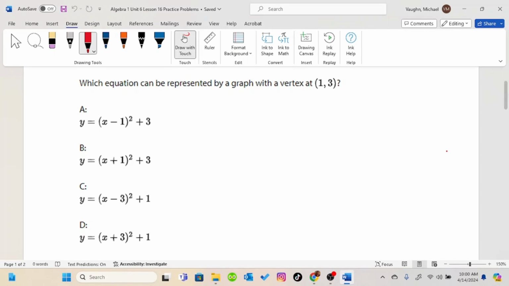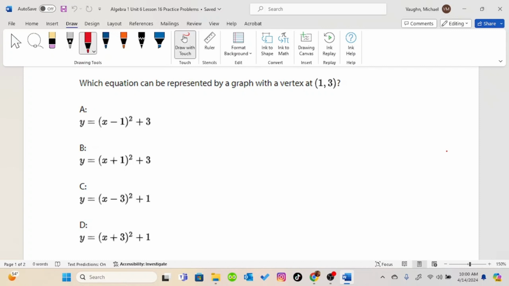Welcome to Algebra 1, Unit 6, Lesson 16, Practice Problems. Which equation can be represented by a graph with a vertex at (1, 3)?